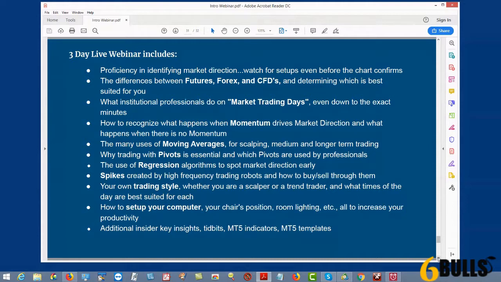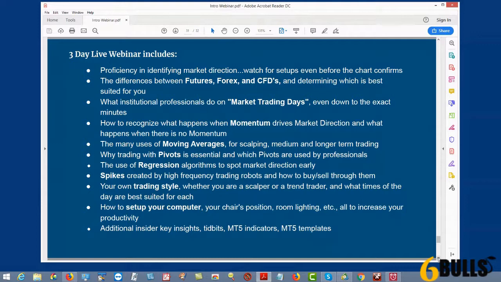You've got pivots, you've got regressions. Regression is all about algorithms. It's all part of trading futures. We're going to teach about spikes. I showed you some of those spikes today and what you do when you see a spike. And we're going to show you how to develop your own trading style. That is why it takes 3 days in a webinar, because there's so much to go over.